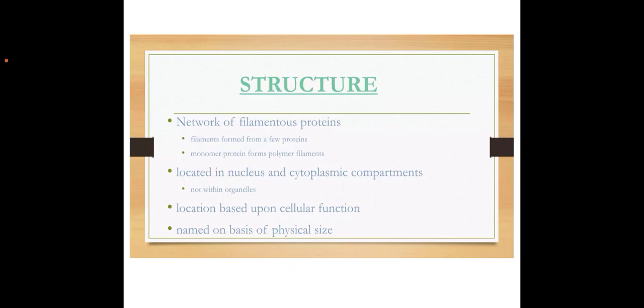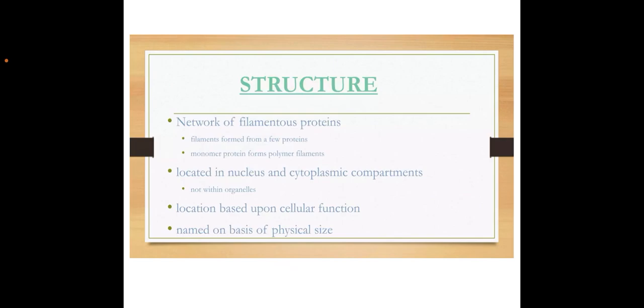So if we talk about the structure of the cytoskeleton, it is a network of filamentous proteins. Filaments are formed from a few proteins; monomer proteins form polymer filaments. Means to say smaller units combine together to form the larger networks of the structure of the cytoskeleton. So if we talk about the location of the cytoskeleton, it is located in the nucleus and cytoplasmic compartments. Actually, if we talk about its exact location, not within the organelles, but they are present in all other structure of the cell, including the cytoplasm and including the nucleus.